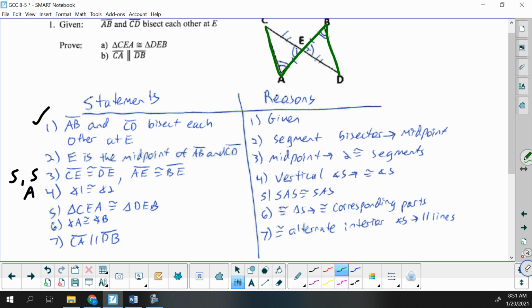So everyone in reason 6 should have congruent triangles implies congruent corresponding parts, but in statement 6, you can either have what I have, angle A congruent to angle B, or you could have done angle C congruent to angle D. Either of those would have been fine. And then everyone should have the same last step. Congruent alternate interior angles implies parallel lines, and you got what we wanted to prove.